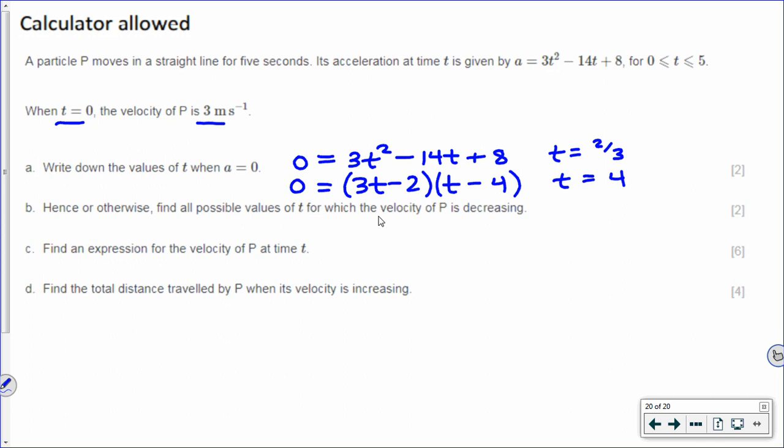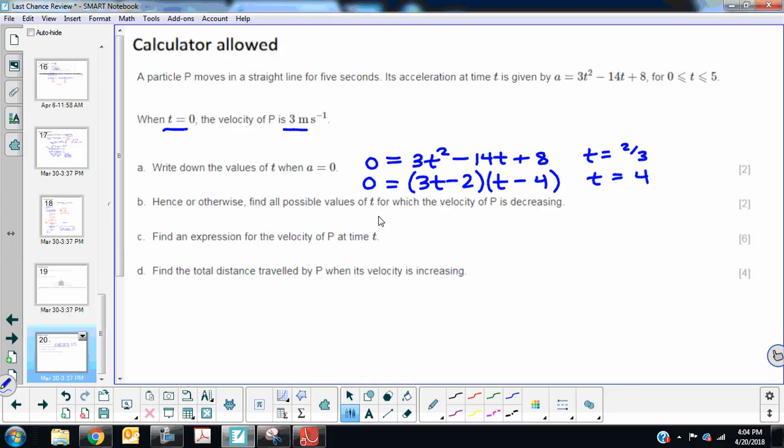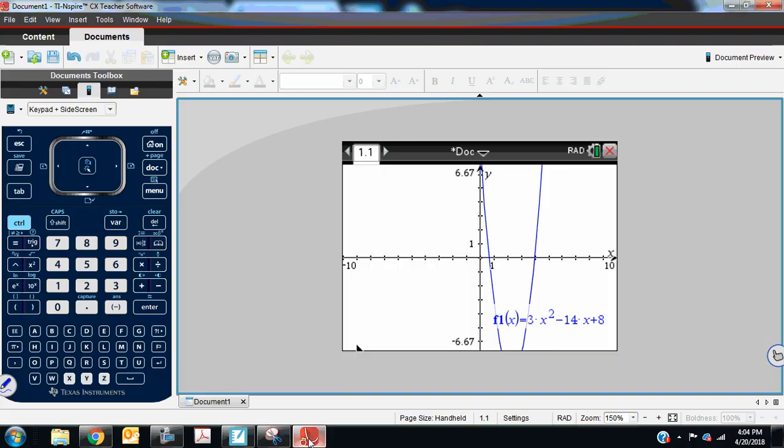If we look back at our graph, we can see it was negative between those two points we just found, right? The whole part of the acceleration function that's negative is down here, between the x values of 2/3 and 4.